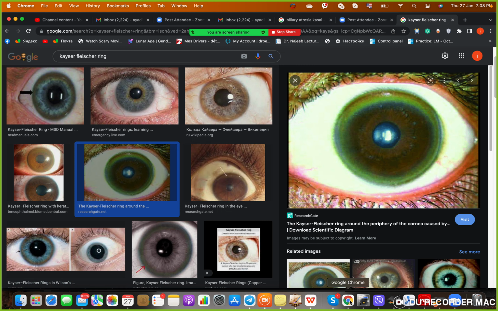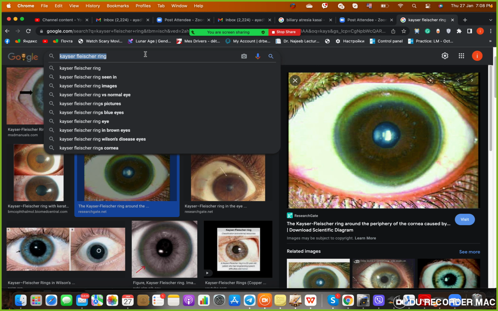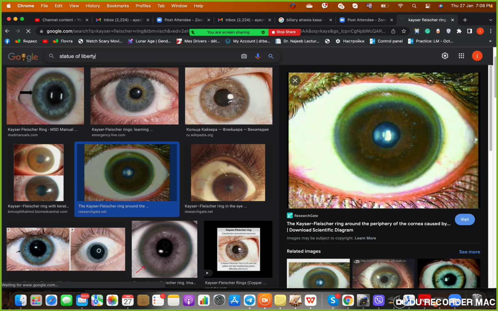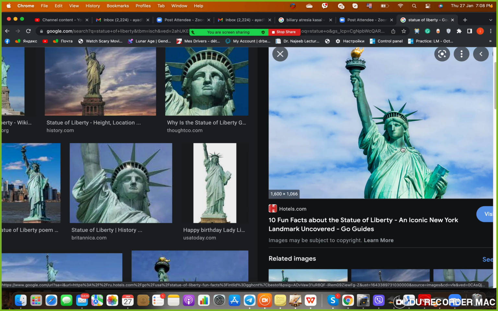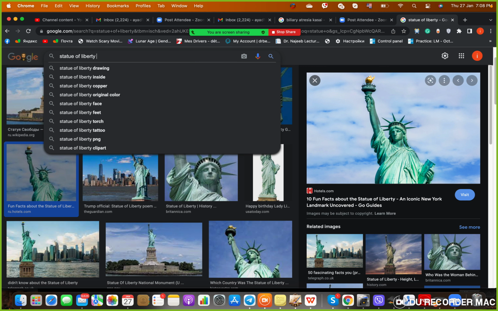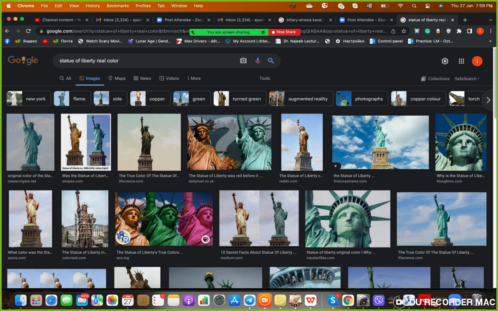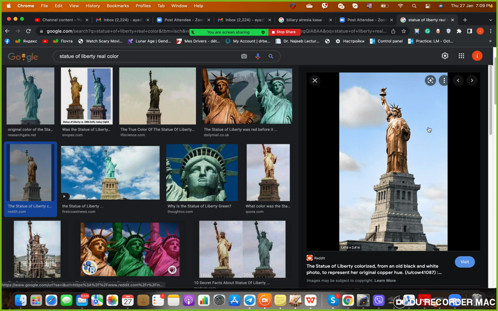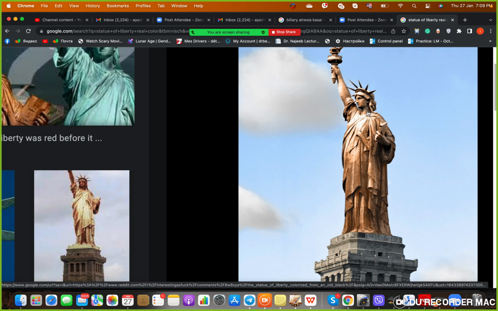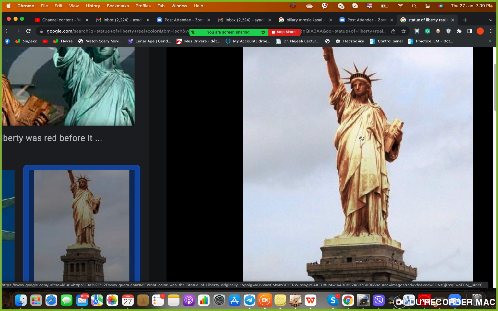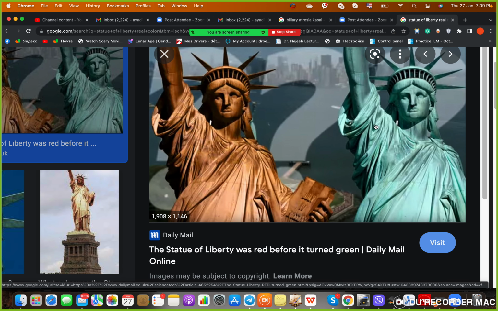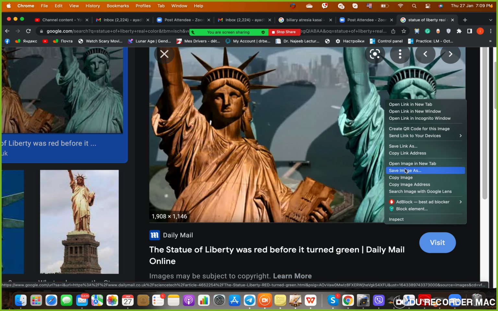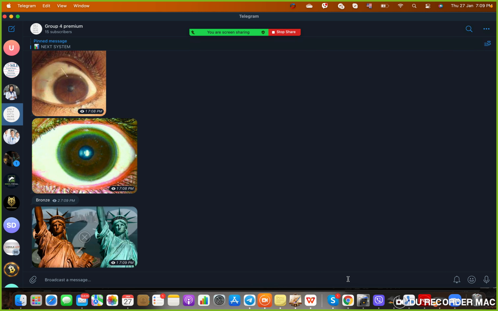The green one is oxidized. I will give you a memory hook that you will never forget. Statue of Liberty. The Statue of Liberty is green, correct? Does anybody know what the Statue of Liberty is made out of? It's actually made out of copper, okay? So you can see this is the real color of the Statue of Liberty. And after so many years, oxidation has happened and now it becomes greenish. So that's interesting.